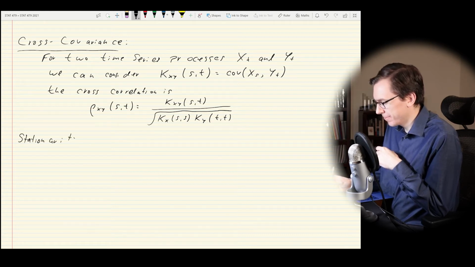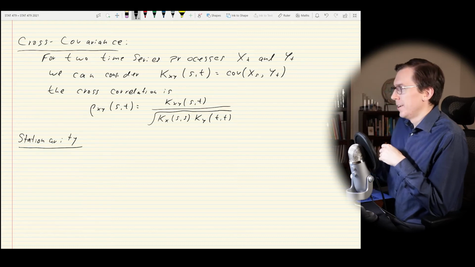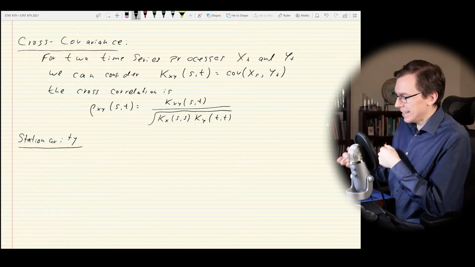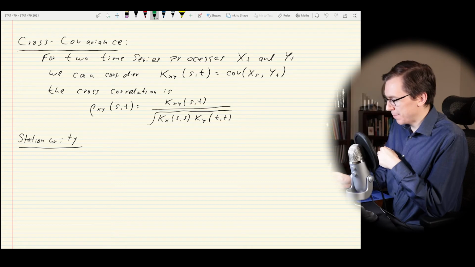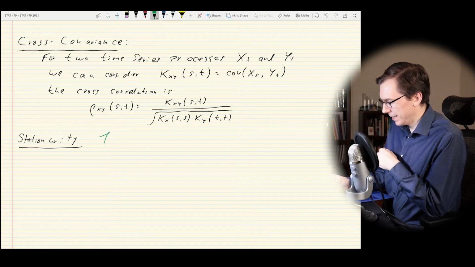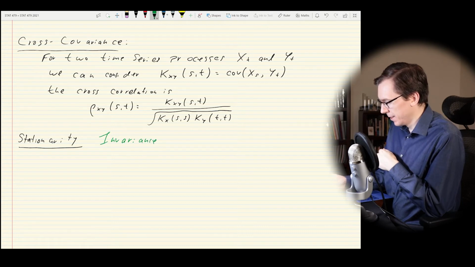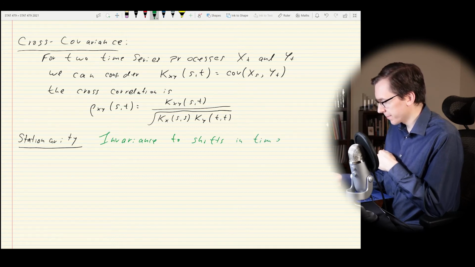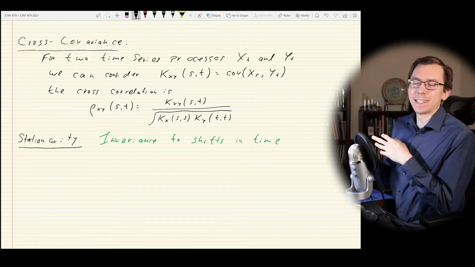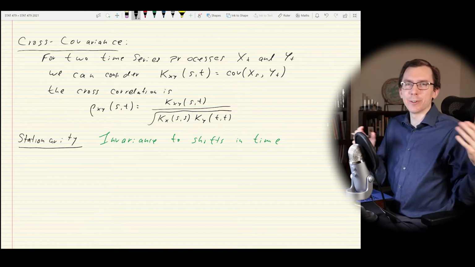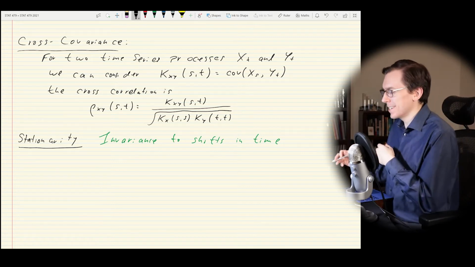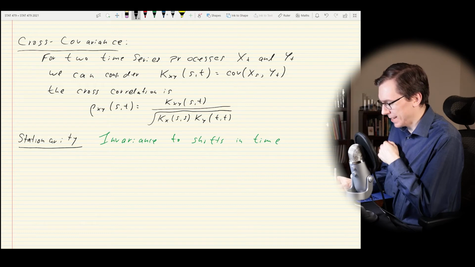Stationarity. The idea is that this is, roughly speaking, invariance to shifts in time. And like oftentimes in math, we have different definitions, like weak stationarity and strong stationarity. So let's start with the idea of weak stationarity.